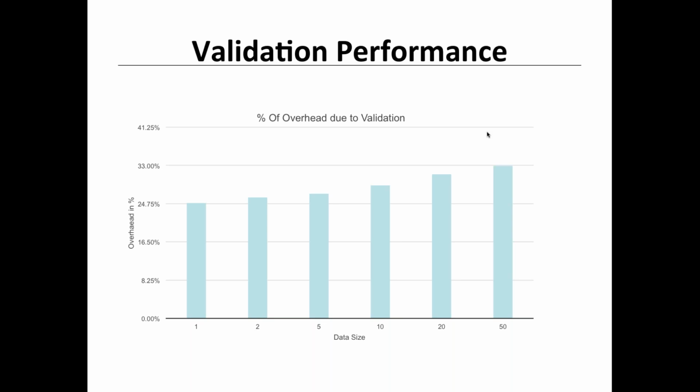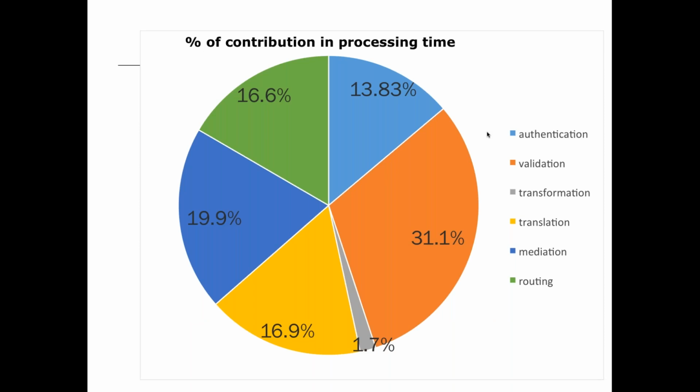It's still significant. So before I move to the next slide, we can see here how big the effect of validation is on the performance of an ESB. And we now have the next graph. The next graph shows the contribution in terms of time of the different components of the ESB. So what can we see? Validation takes almost 1/3 of the whole processing time.